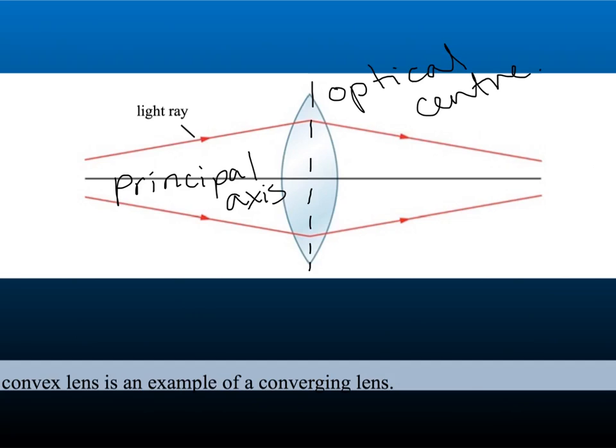Now we said before that the convex lens will eventually make the light rays converge, so if I carry that on and make them cross, there will be a point on the principal axis where those two lines meet. This is called the focus of the lens. And the distance between the optical centre here and the focus here is called the focal length of the lens.